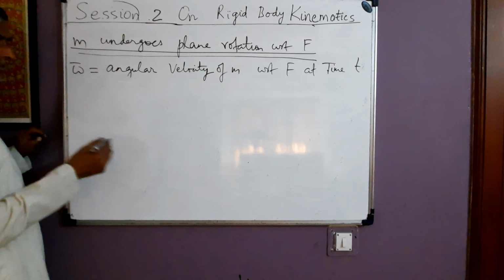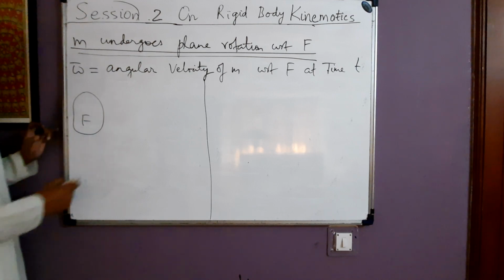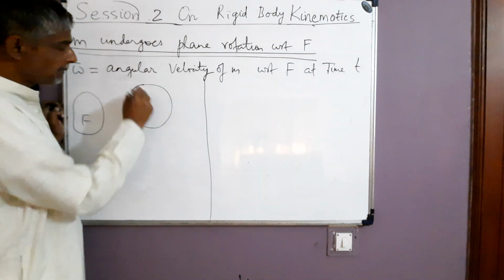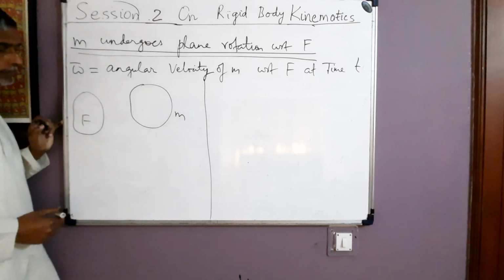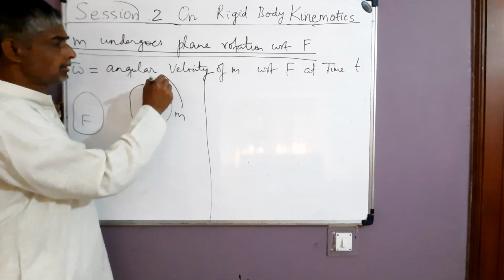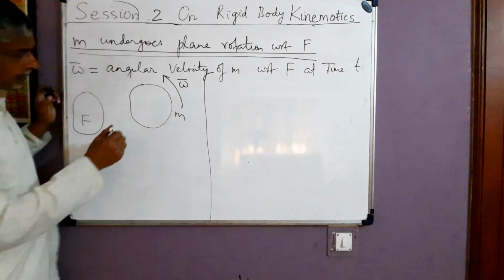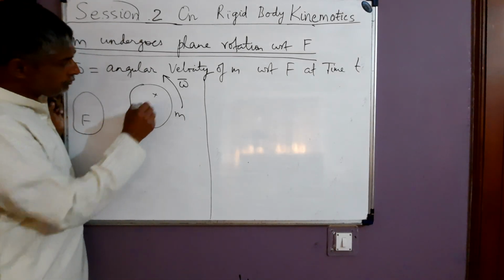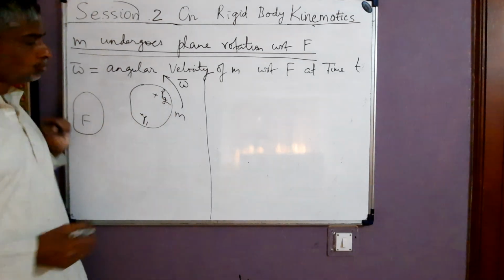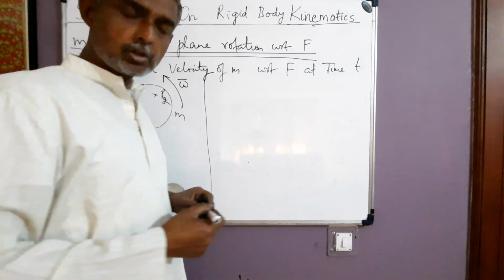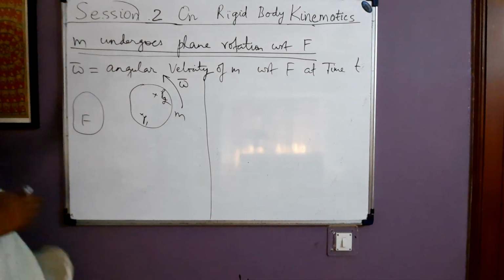So I'll draw the first diagram. This is the frame F, the frame from where we are observing a body M. M is the rigid body in plane rotation with respect to F. Suppose for the sake of argument, I take the sense of omega to be anti-clockwise. So P1 and P2 are the two locations of M, either the real location or imaginary location of M.